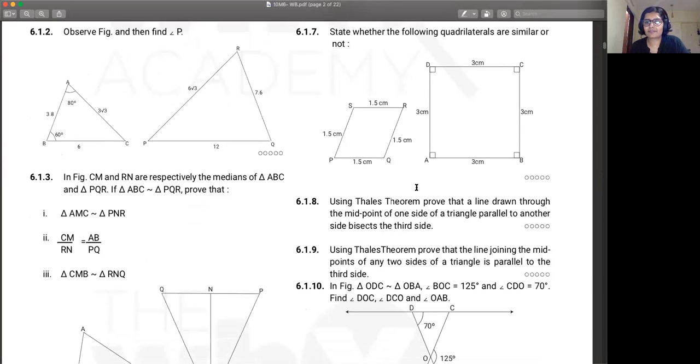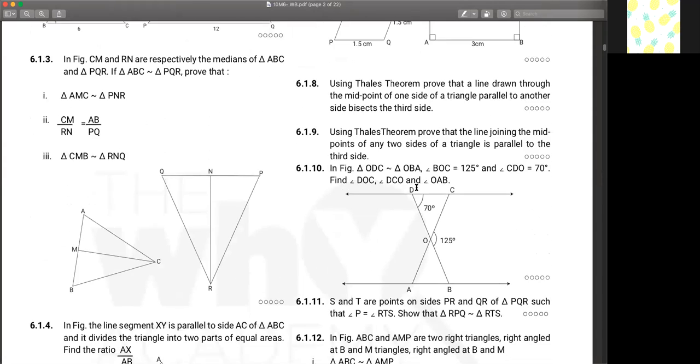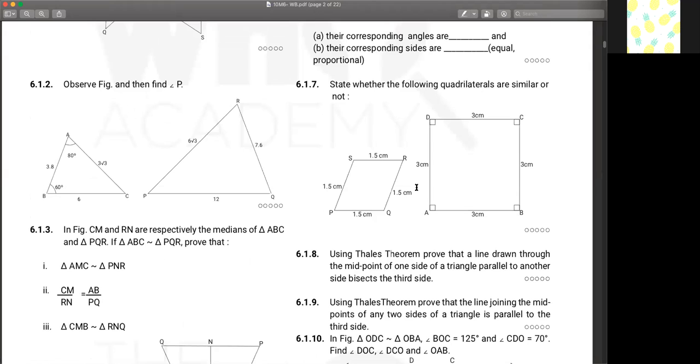Okay. Very nice. Ma'am, but SSS similarity can be put, right? So SSS is applicable only for triangles. So quadrilaterals के लिए then it's a completely different thing because completely different shape है ना, इसलिए.